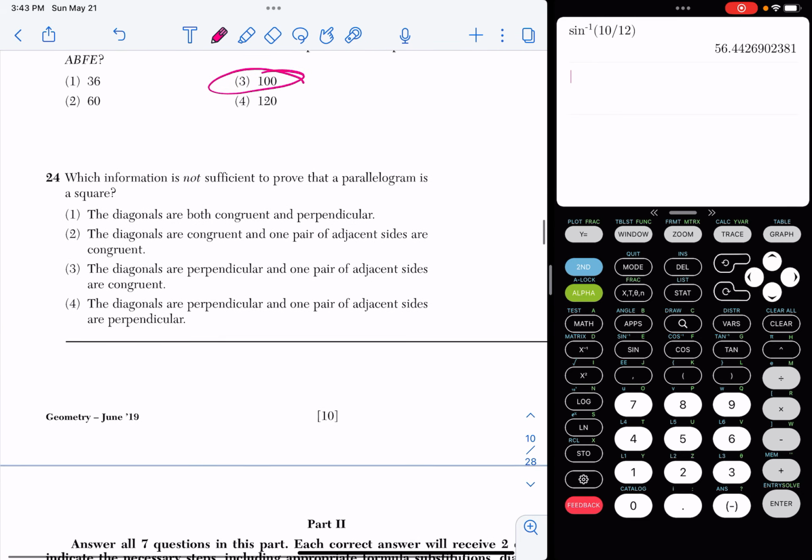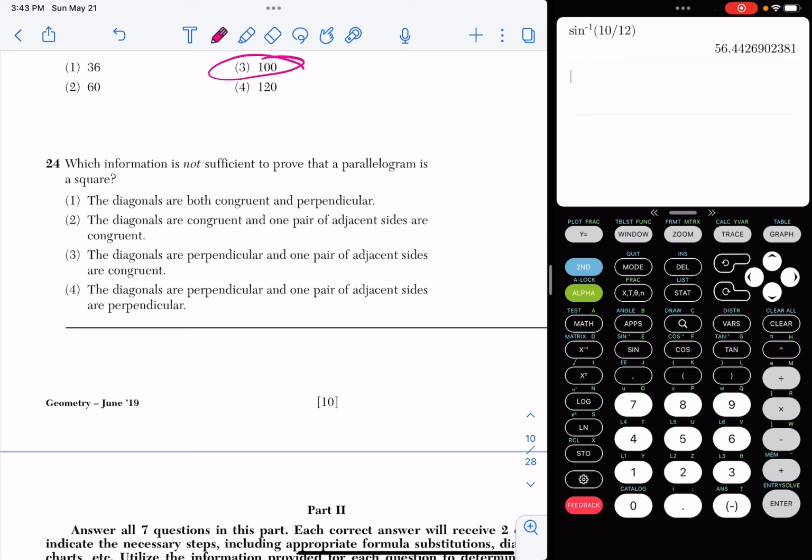All right, our last question, number 24. Which information is not sufficient to prove that a parallelogram is a square? So we're looking for which one of these is not true or not enough to show that it's going to be a square. All right, choice 1. Diagonals are congruent and perpendicular. That is definitely true in a square, so I'm going to cross that off.